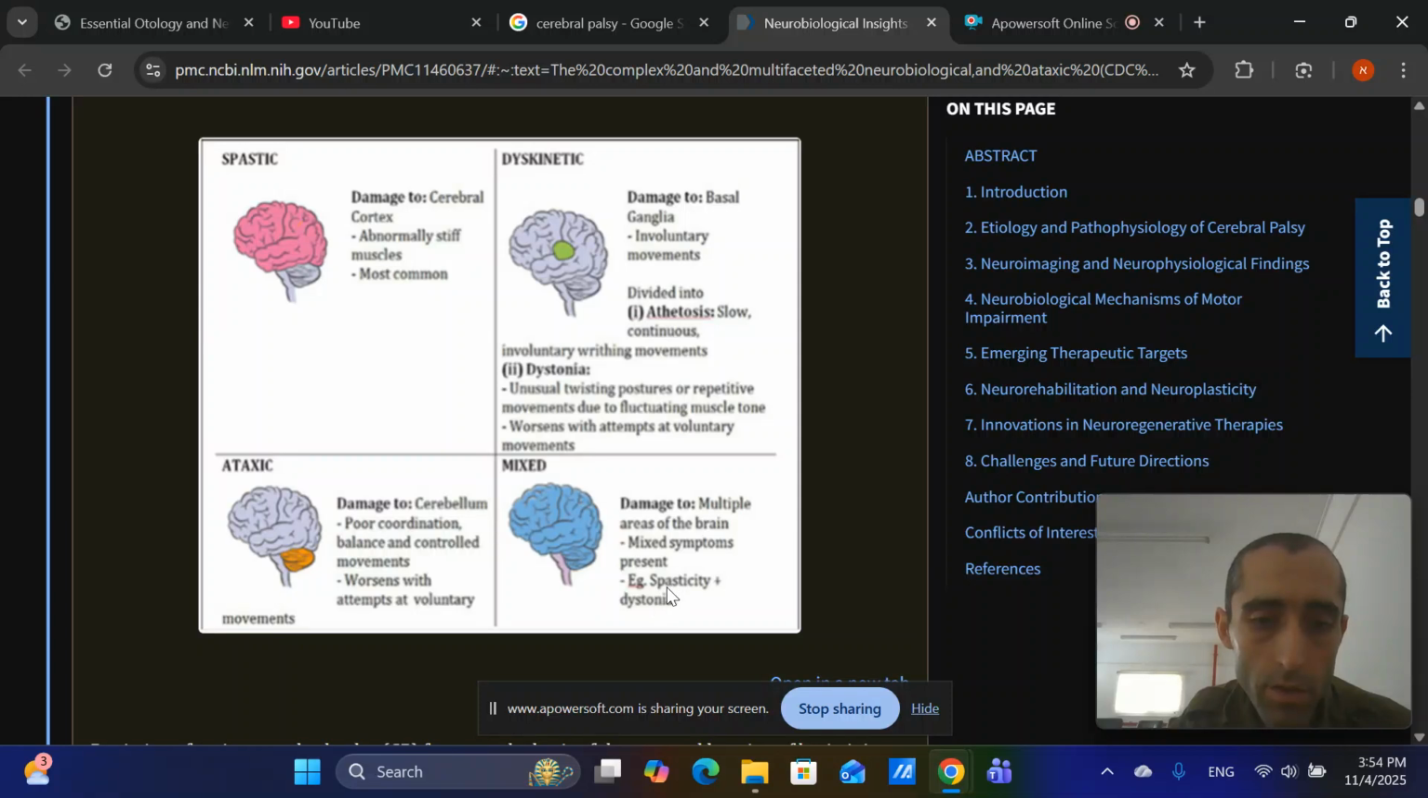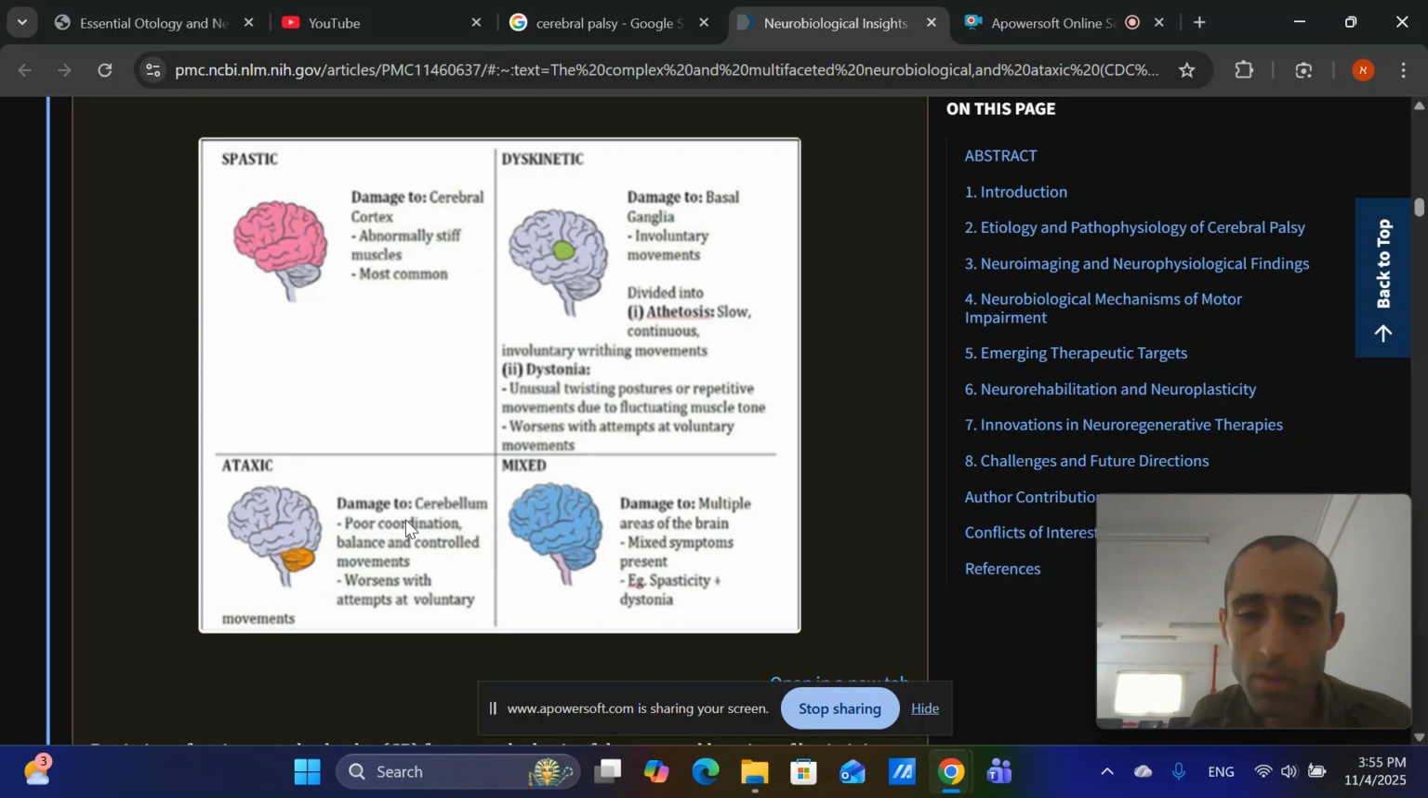For example, spasticity plus dystonia, where dystonia comes from the dyskinetic, the second type, is a mix that can happen. So in this case, for example, there is damage to the cortex and the basal ganglia. So those are the four types of cerebral palsy, caused by something around the birth, usually before but not only, that causes damage. Now, what can cause damage around the birth?